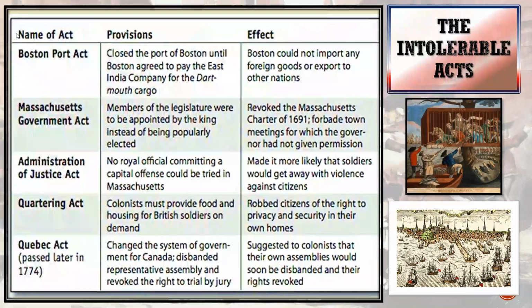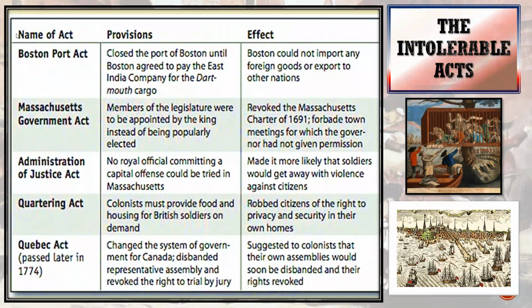Just as a quick overview, if you'd like to take a look, these are the actual acts that passed. And again, if you look down the list, you can see how they all violate the Magna Carta or Bill of Rights, or even just violate simple trade laws and rights to trade, right? The Boston Port Act closed the port of Boston until Boston agreed to pay the East India Company for the Dartmouth cargo of tea. Boston could not import any foreign goods or export to other nations.